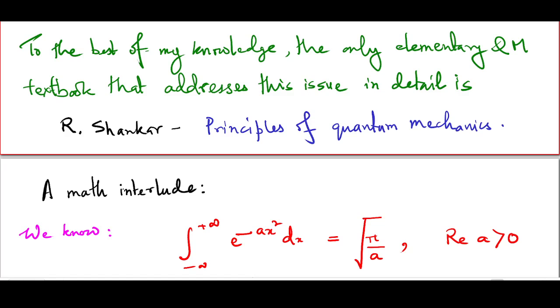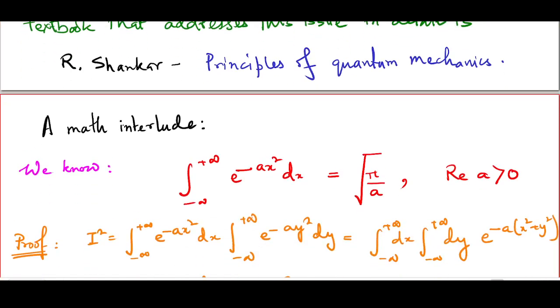One result that we are going to need very, very strongly here is the result for the Gaussian integral. The integral of e to the power minus ax squared dx all over the real line from minus infinity to plus infinity happens to be square root of pi by a, where the real part of a has to be positive for this integral to actually converge and the value that we have written down on the right hand side to make sense.